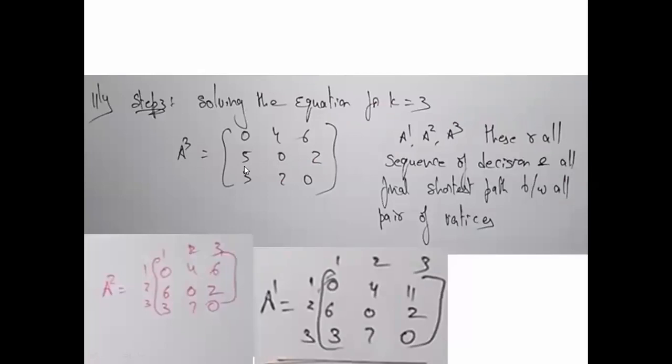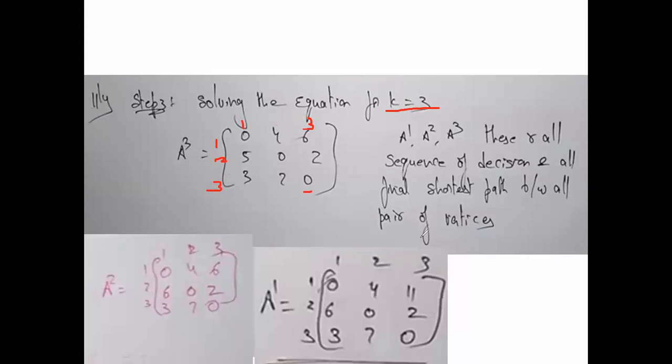Now similar to step 3, that is k equal to 3. Okay. K equal to 3. Again we have to construct 1 to 1, 1 to 2, 1 to 3, and 2 to 1, 2 to 2, 2 to 3, and 3 to 1, 3 to 2, 3 to 3. What is the value? You have to find the value from the equation, and the minimum value we have to write in the matrix.